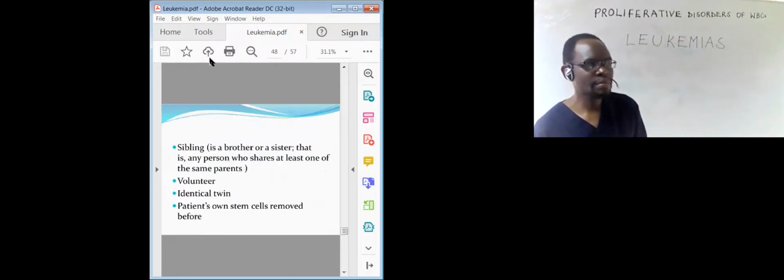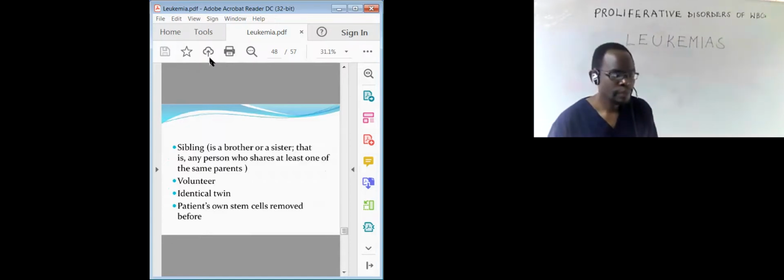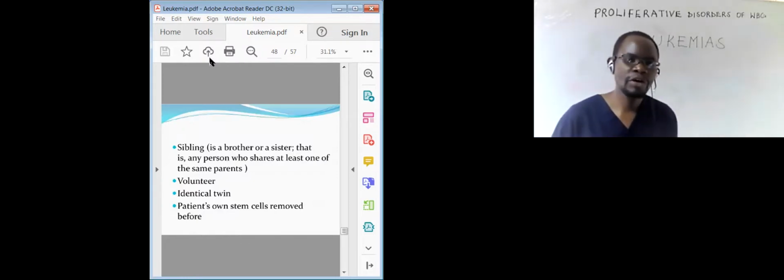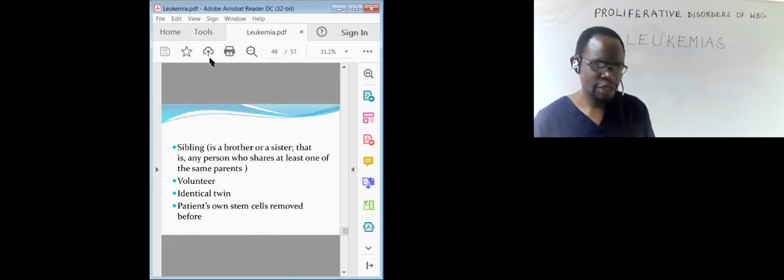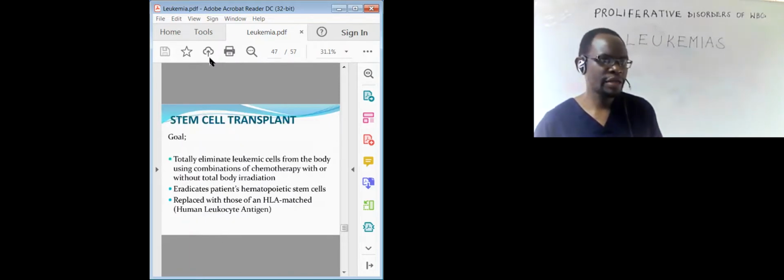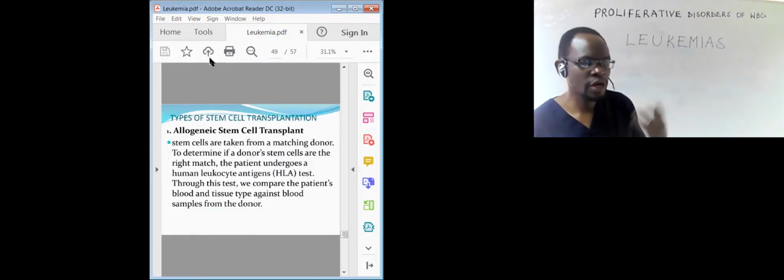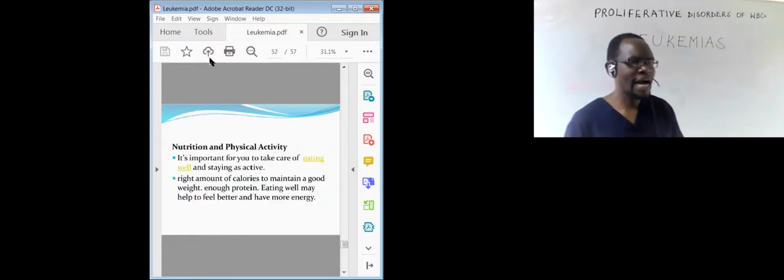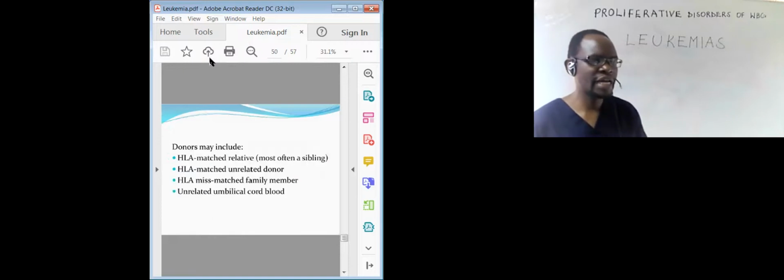It can be a sibling. It can be a volunteer. It can be an identical twin, or the patient's own stem cells removed before they got the condition. Those are the people who can basically donate the transplant. So there is what we call allogeneic, and there is what we call autologous.